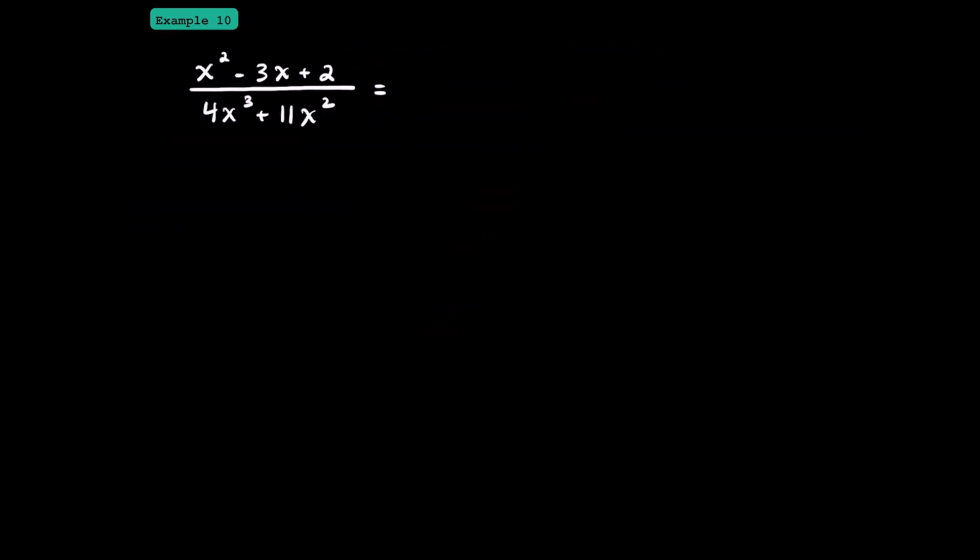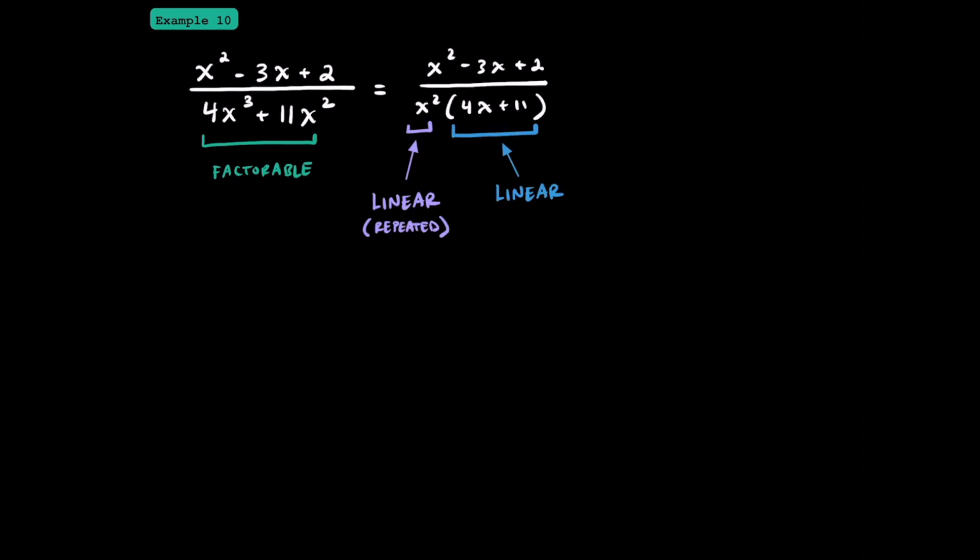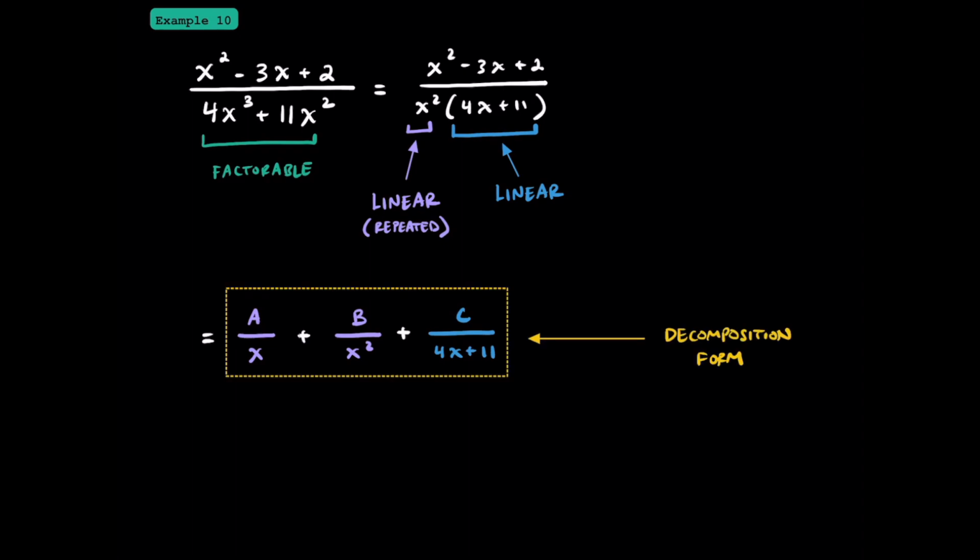Example 10 here is going to be our last problem. Notice from the beginning that we can factor out a GCF from our denominator. Rewritten here, we're going to have x squared minus 3x plus 2 all over x squared times a quantity of 4x plus 11. Here our x squared is a repeated linear factor, and 4x plus 11 is also a linear factor. In this example, we're going to have three partial fractions. The first one is going to have an x in the denominator, the second one is going to have x squared in the denominator, and the third one is going to have 4x plus 11 in the denominator. Since each of the denominators are linear, we're going to put A, B, and C in the numerators. The sum of these partial fractions gets us our decomposition form.